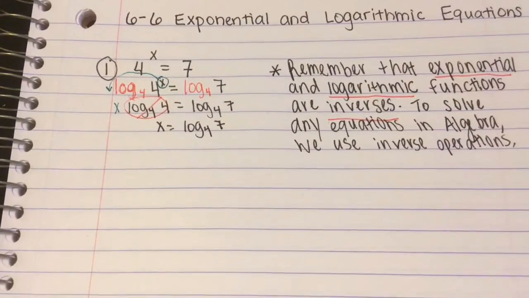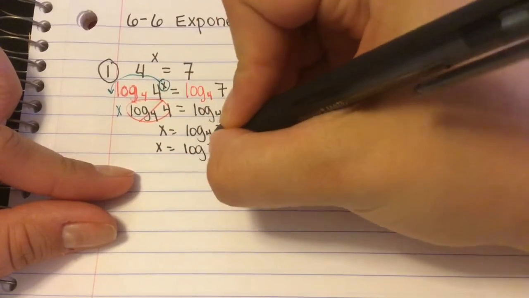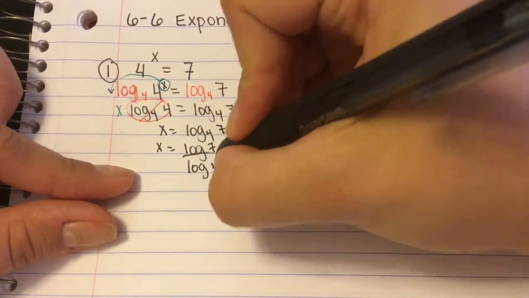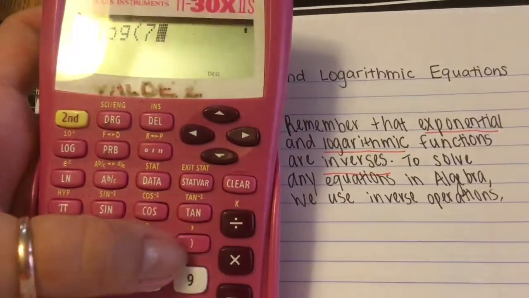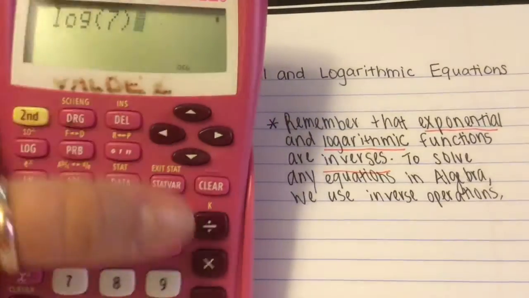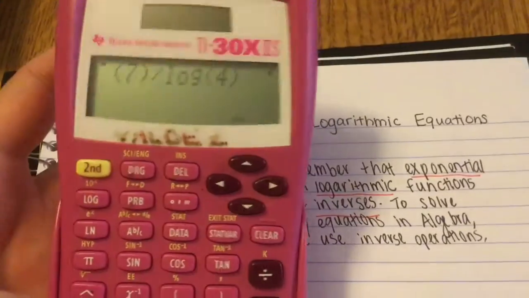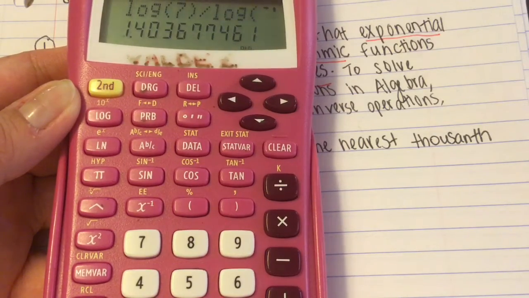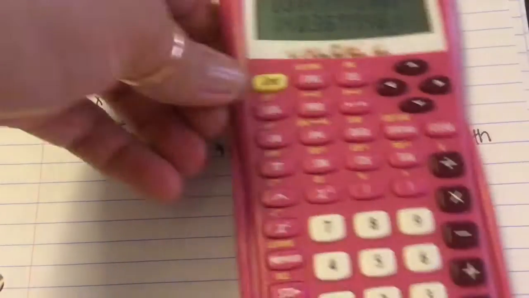Now we can use change of base to evaluate that log base 4 of 7. Remember, we want to put log of the big number on the top, and the base always goes on the bottom. In my calculator, I can do log 7, make sure you close the parentheses after 7, divided by log 4. Again, close those parentheses, hit enter. And we get 1.4036. We're going to round to the nearest thousandth.